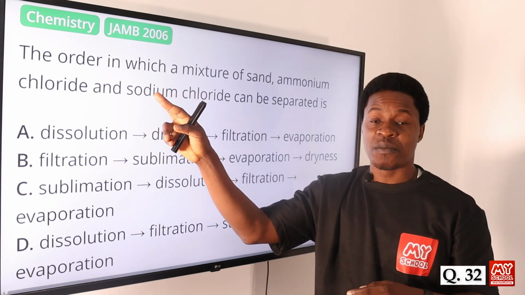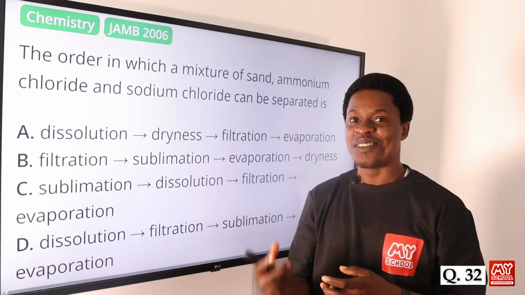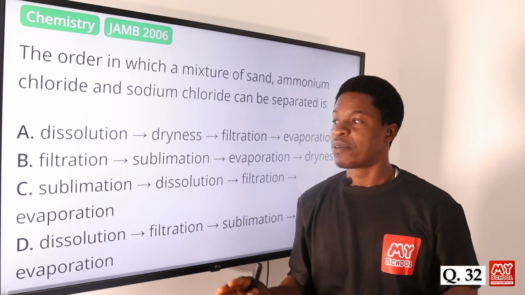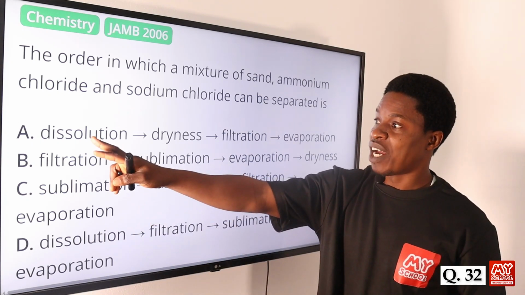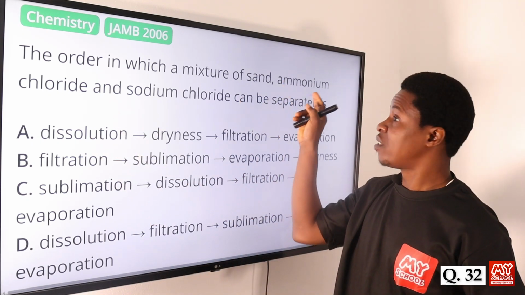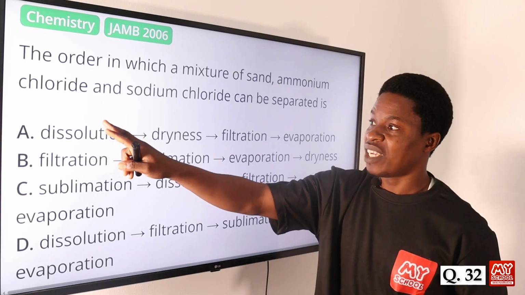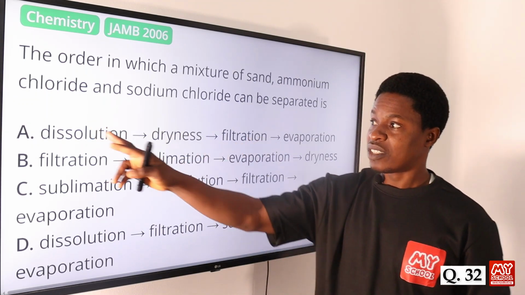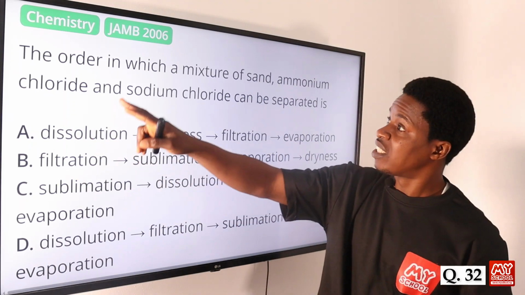So when you heat the sodium chloride solution, what happens? You have crystals of sodium chloride. So you have been able to separate them. So option A says dissolution. You are not going to dissolve first because we must deal with this ammonium chloride. So this makes option A to be eliminated. So don't waste your time going through this. You can't start with the dissolution option because it says the order.